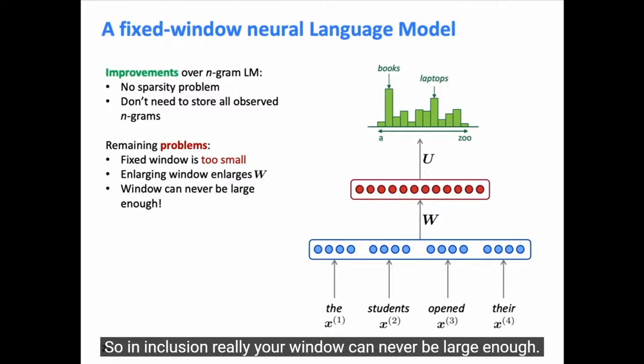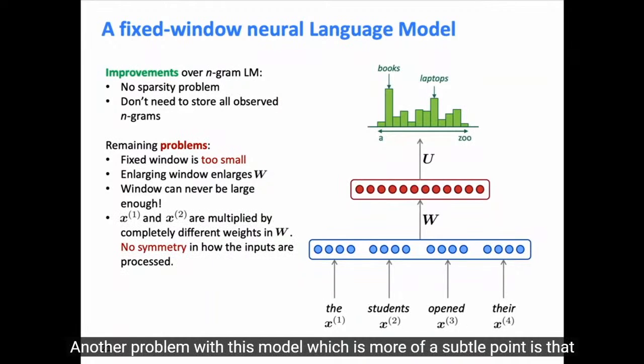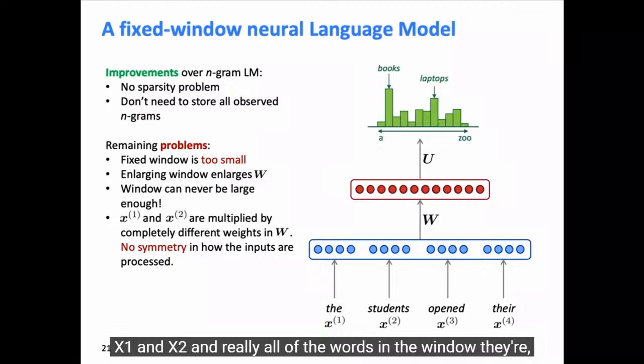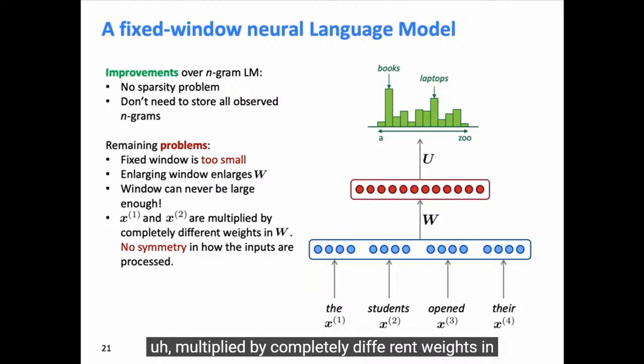So in conclusion, really, your window can never be large enough. Another problem with this model, which is more of a subtle point, is that x1 and x2, and really all of the words in the window, are multiplied by completely different weights in W. To demonstrate this, you could draw a picture.